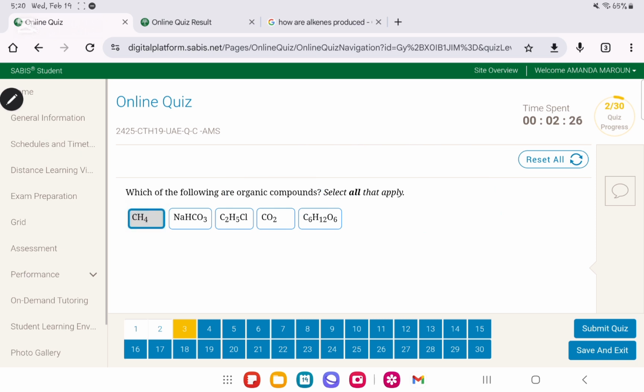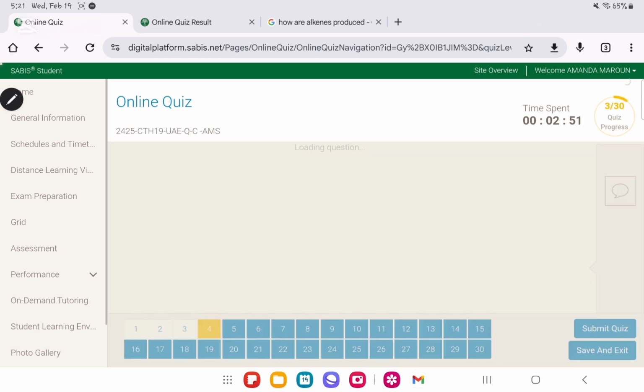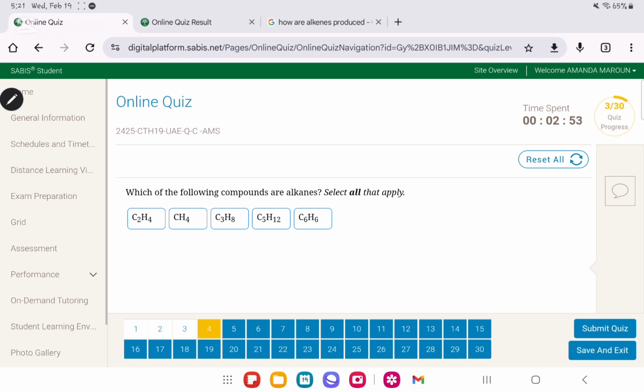CH4 is an organic compound. This is not an organic compound because there is a metal. This is definitely an organic compound because it has C, it has H, and it has a non-metal. This is not an organic compound because it does not contain H. And then finally, we have this one over here because it has C, it has H, and it has O, which is a non-metal. So this one and this one. We move on to question number 4.